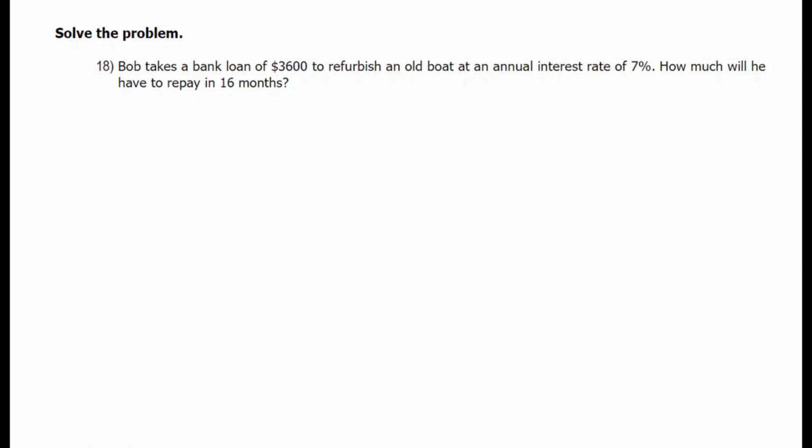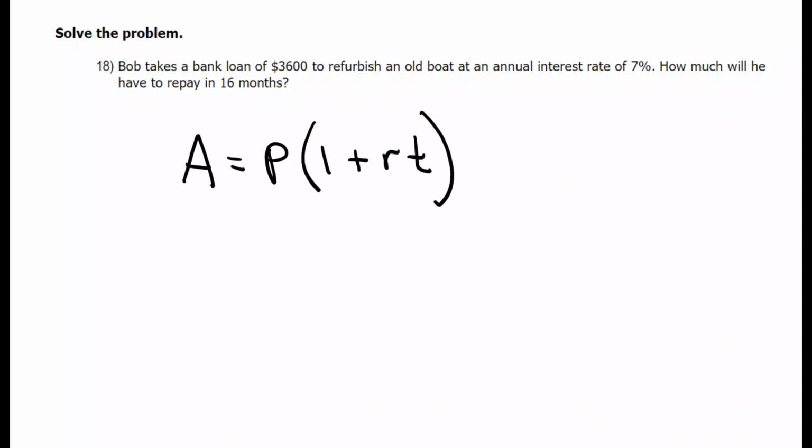Never in any of that wording did they talk about compound interest. So this is simple interest. And they want to know how much does he have to repay? All of it. That's a future value. And that future value formula for simple interest is this one. It's on your handout, sort of to the top of the page. Simple interest future value.